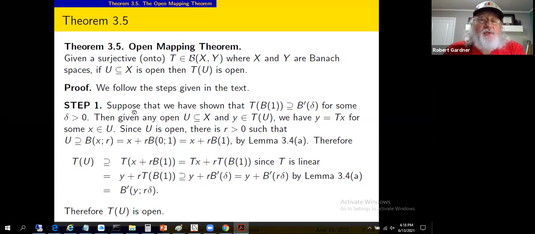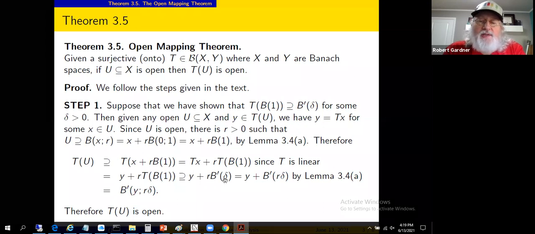And we've said, suppose this has been shown, so the T of B of 1 that we have right here contains this open ball B prime of delta. Simply do a substitution there. You pick up a set inclusion. And as we said in lemma 3.4 part A, I can take the r inside. We could have done that earlier. We've done it here. Take the r inside, and this can be written as y plus B prime of r delta. So a ball of center y and radius r delta in Banach space capital Y. The prime tells you the ball is in capital Y, and we chose lowercase y to be something transformed. So something in Banach space Y.